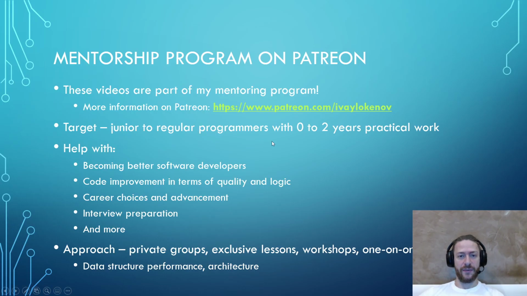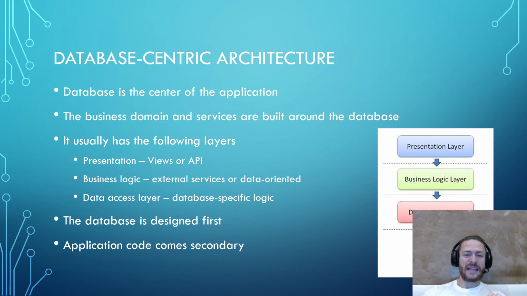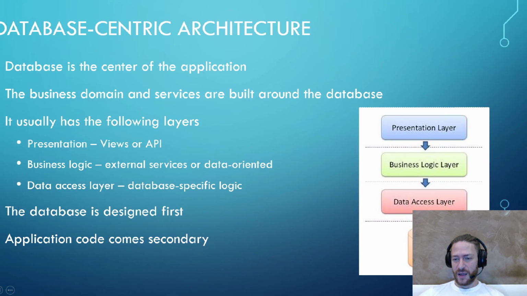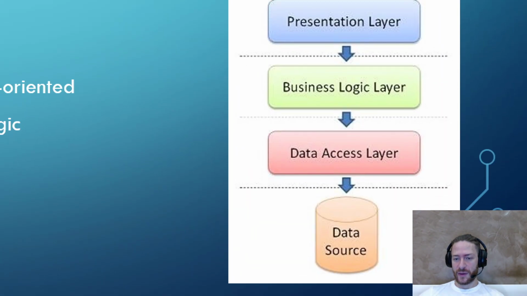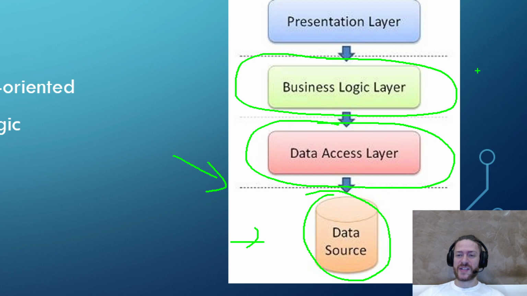Now let's continue. A few words about the classic database-centric architecture. You should be familiar with it. Here we have a data source, we have a data access layer, which essentially allows us to call the data source. For example, in terms of the Microsoft world, that would be SQL Server. Then we have a business logic layer with services, and on top of that we put our presentation layer, for example ASP.NET Core.